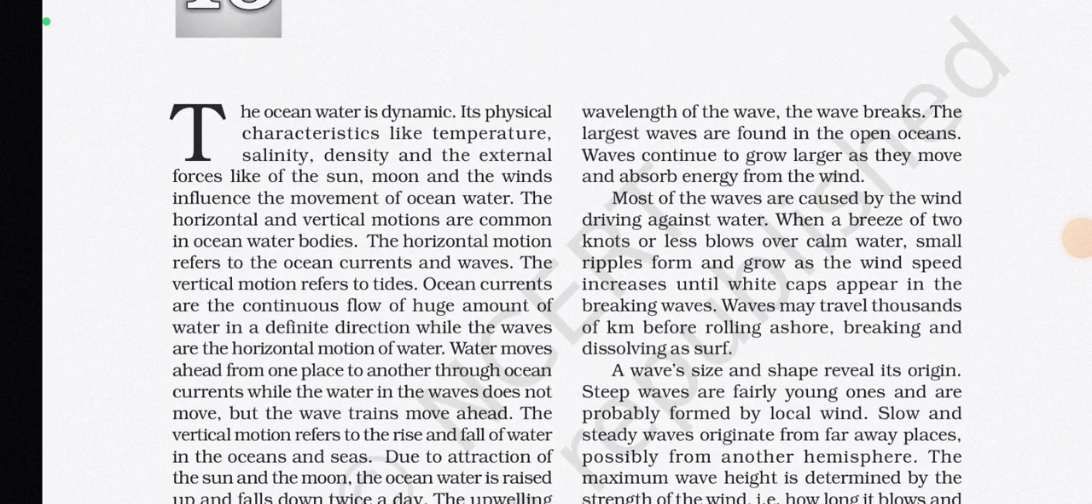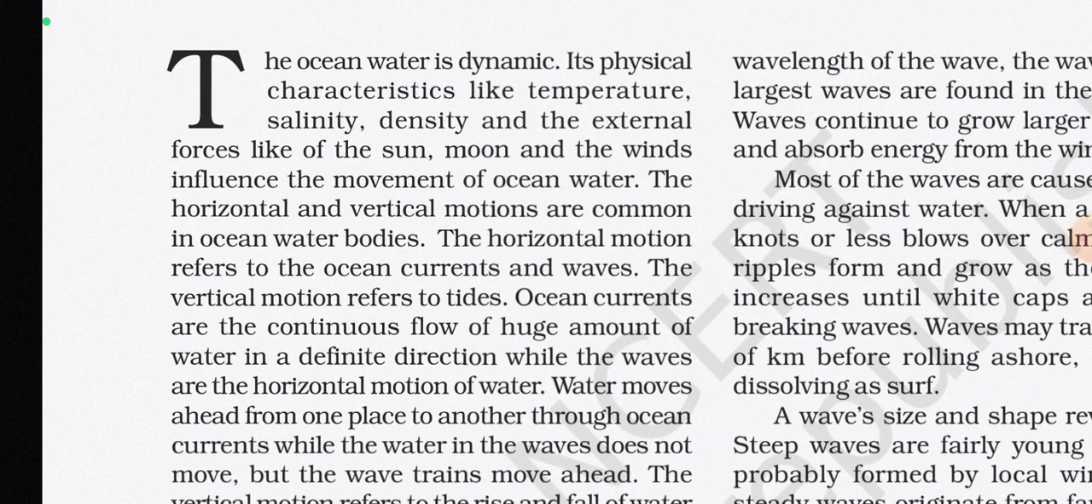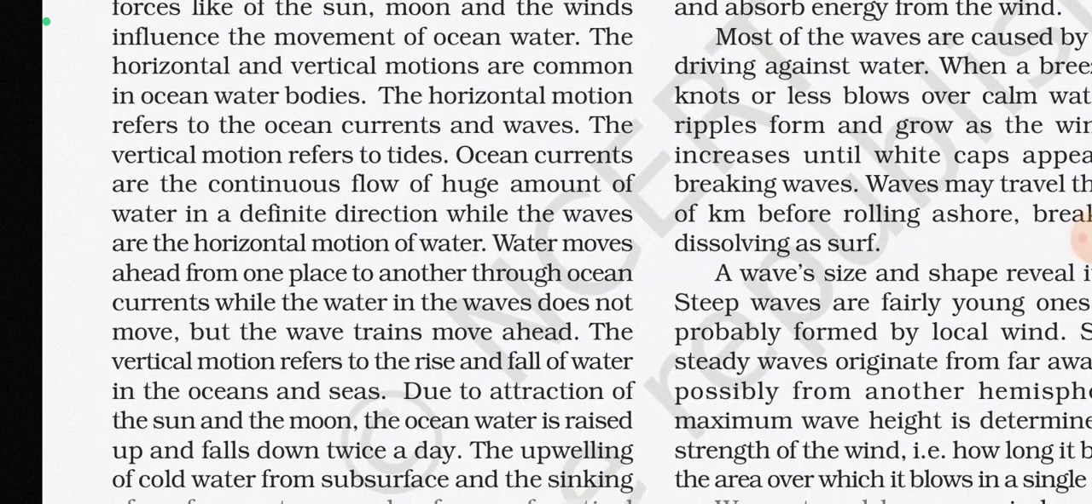So the ocean water is dynamic. Its physical characteristics like temperature, salinity, density, and the external forces like of the sun, moon, and the winds influence the movement of ocean water. The horizontal and vertical motions are common in ocean water bodies. The horizontal motion refers to the ocean currents and waves. The vertical motion refers to tides.